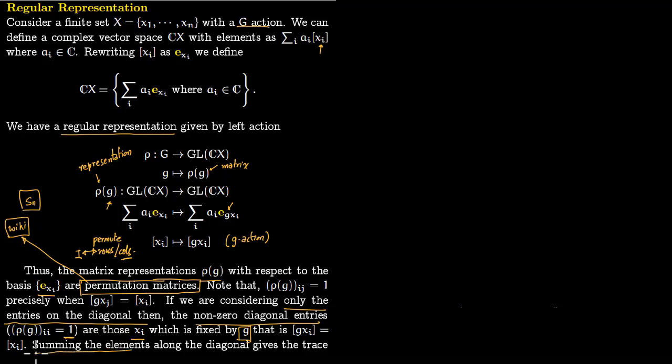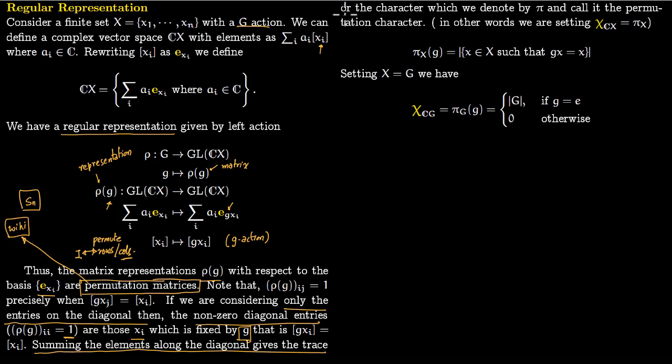Now, as I said before, summing the elements along the diagonal gives the trace or the character, which we will denote by pi and call the permutation character, because essentially underlying everything is the permutation matrix. So if you're thinking in terms of characters, then the character of Cx is just this permutation matrix. And as I said before, the non-zero diagonal entries are those which are fixed by G. So you're adding everything up. So this is just the size of the set of everything which is fixed by G. All the elements which are fixed by G will lie on the diagonal. So this is the permutation character. This is special, that's why we denote it by pi of x.